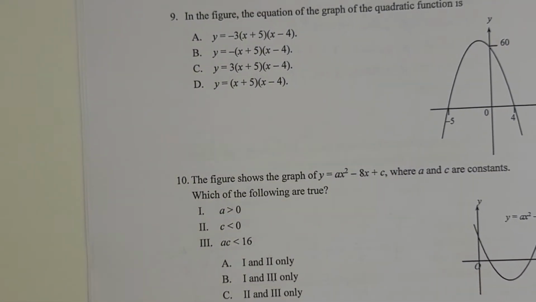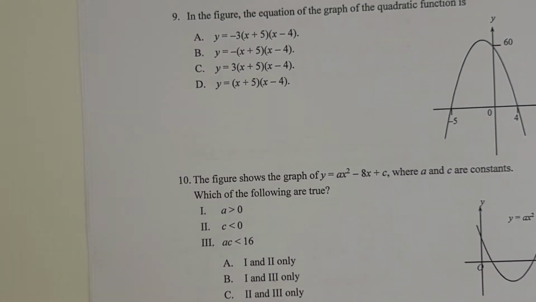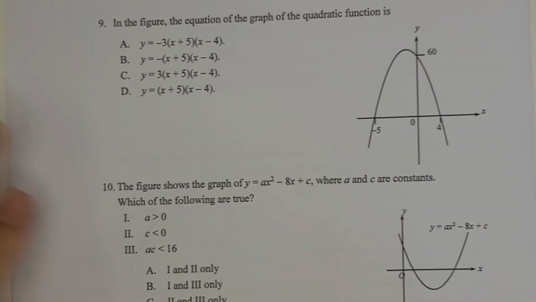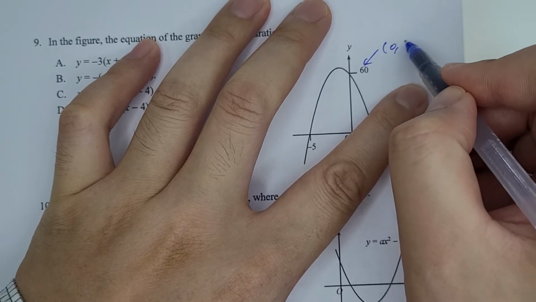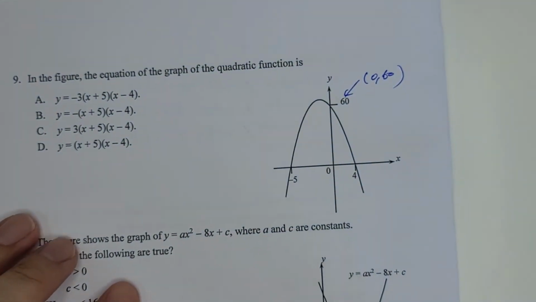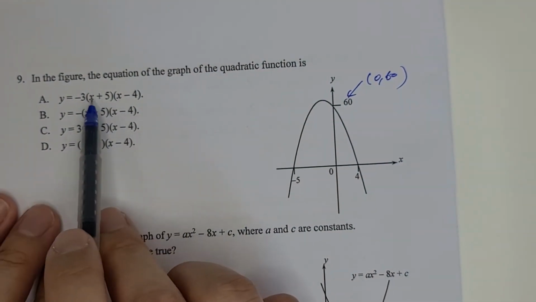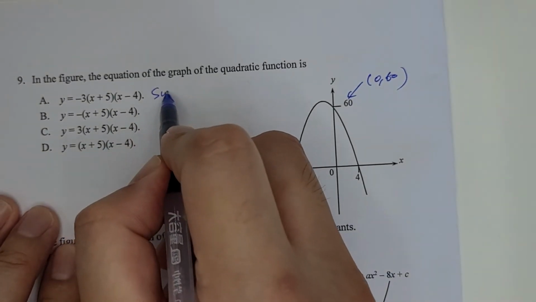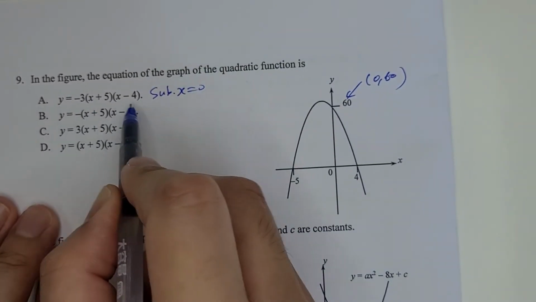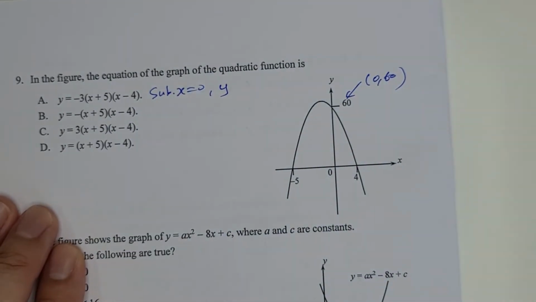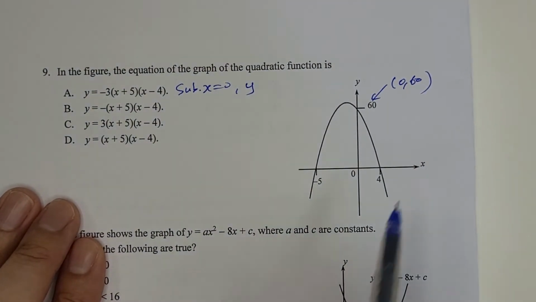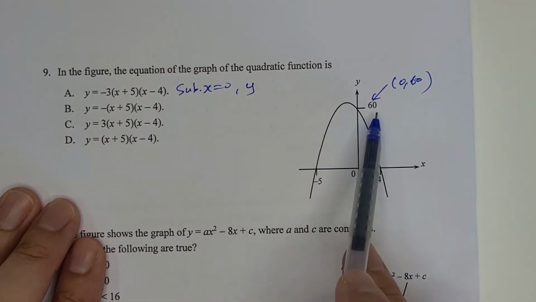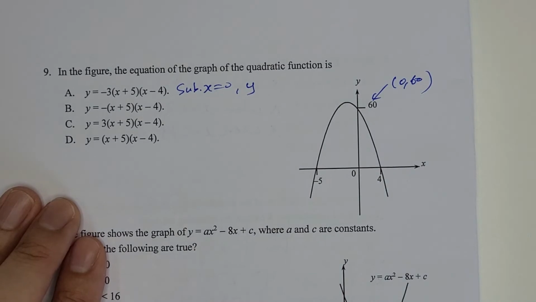Okay, in this question, you need to find the equation of the quadratic graph. Here, you will see that the y-intercept is 60. That means it passes through (0, 60). So when you substitute x equal to 0 in this equation, you find the corresponding value of y and then compare to see whether it comes out 60. Because this line will pass through (0, 60), right?